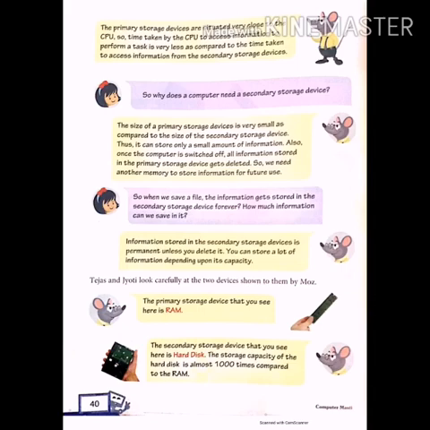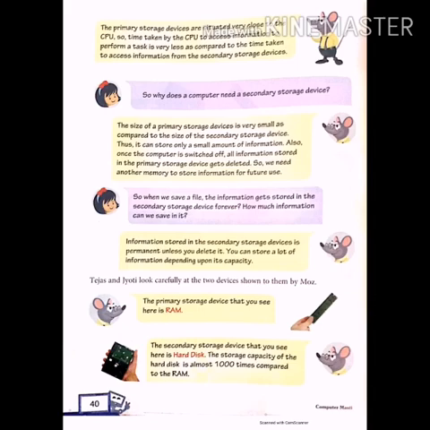So why does a computer need a secondary storage device? The size of a primary storage device is very small as compared to the size of the secondary storage device. Thus, it can store only a small amount of information. Also, once the computer is switched off, all information stored in the primary storage device gets deleted. So we need another memory to store information for further use. When we save a file, the information gets stored in the secondary storage device for good.